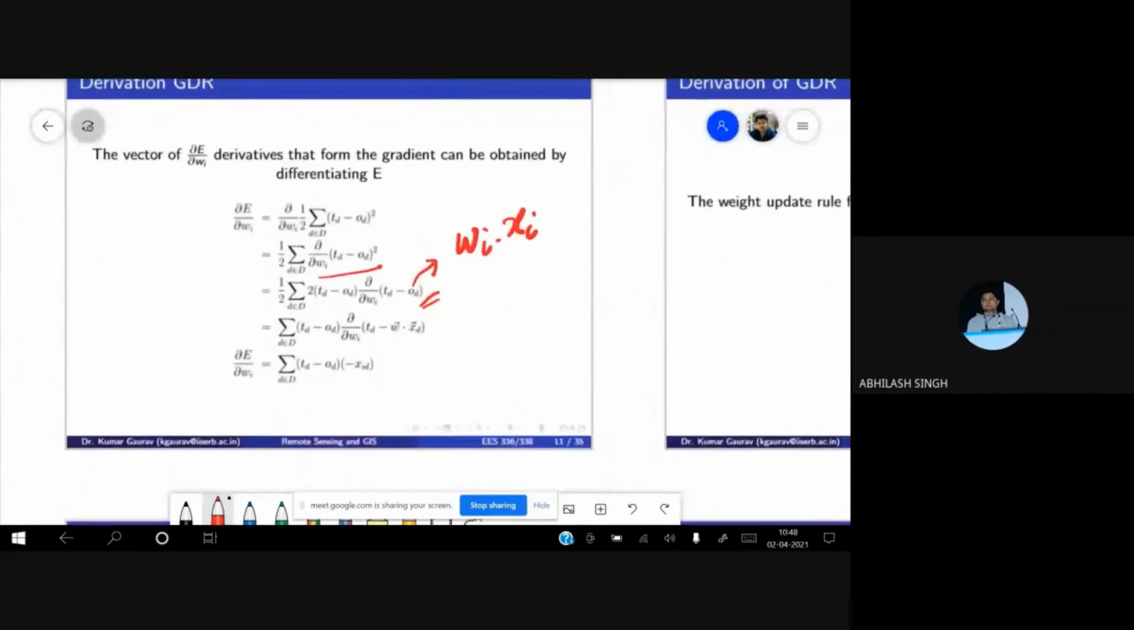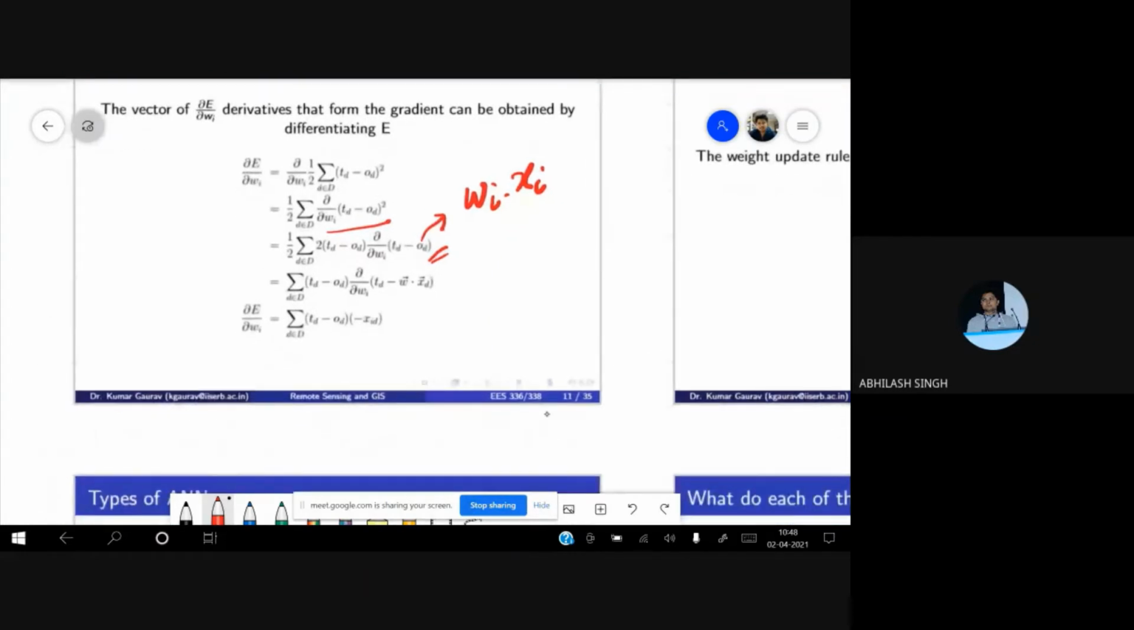So once we substitute these things, it will become a function of W, and t is independent of W, so it will be 0, and this will become minus xi. So the updated equation will be, let me rewrite this part, the updated equation will be minus of summation, desired minus O, where O is the output, into the xi part.